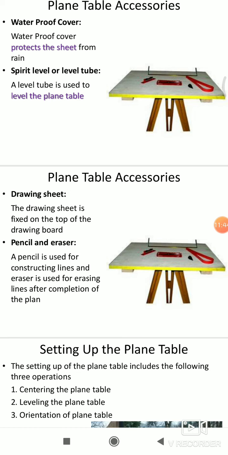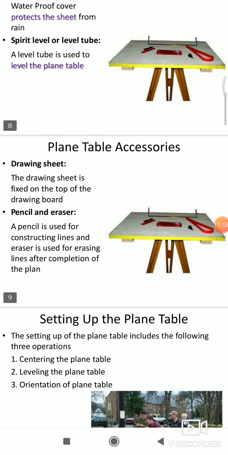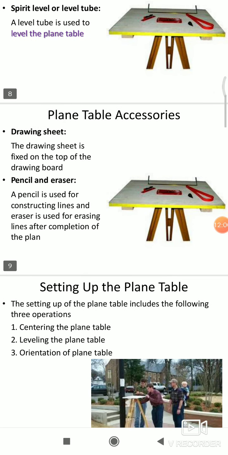Leveling means making the plane table exactly horizontal. The plane table is made horizontal with the help of the level tube. So the spirit level or level tube is used for leveling.